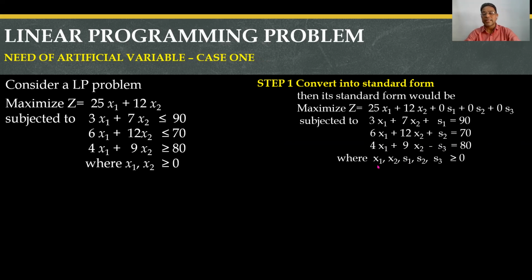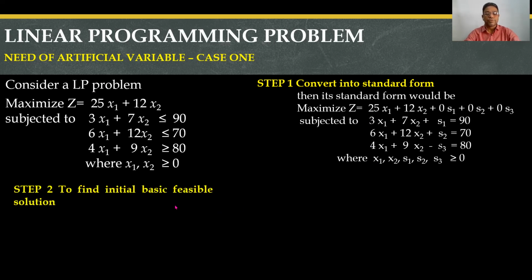And we are saying that s1, s2, s3, the three slack or surplus variables, and x1, x2, the decision variables, should be greater than or equal to 0. And these s1, s2, s3 will not contribute anything to the objective function, so it will be 0 s1 + 0 s2 + 0 s3 in the objective function.